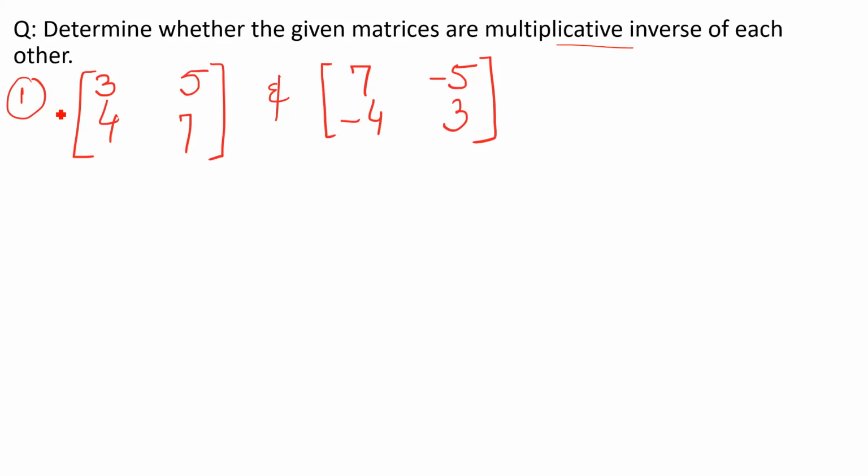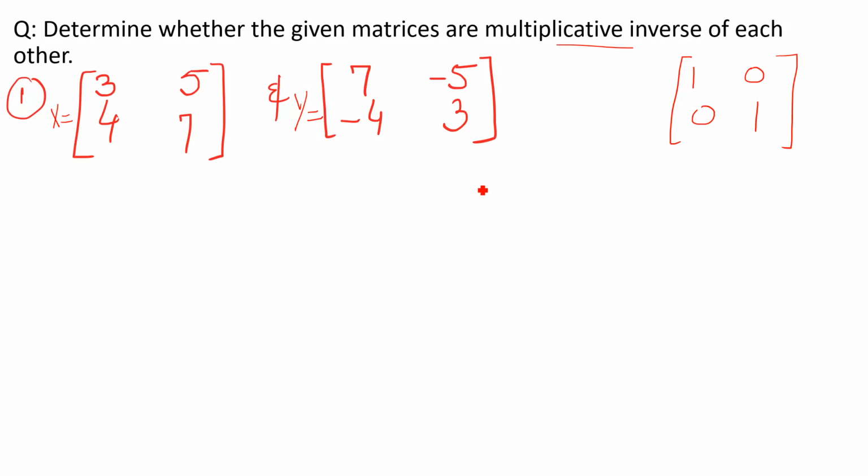There is no name. If suppose I say this is the X matrix and this is the Y matrix, we will multiply these two matrices, and if the answer is equal to the unity matrix or the identity matrix, it means these are the multiplicative inverse of each other. Otherwise, no. This is the question.